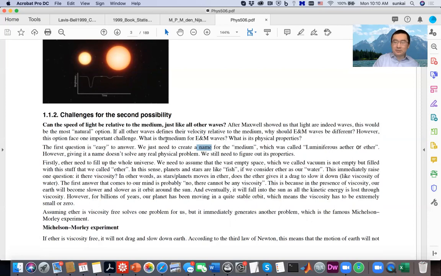However, this is just a language trick. It doesn't actually answer any physics question. It does not give us the answer to the second question: what are the properties of this ether? You can call it ether, you can call it whatever you like, but as physicists, we have to answer what the physical properties of this ether are. Okay. And in the time of Maxwell and before special relativity, a lot of effort was put in this direction.